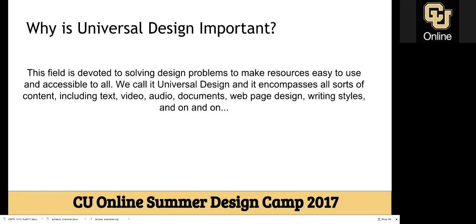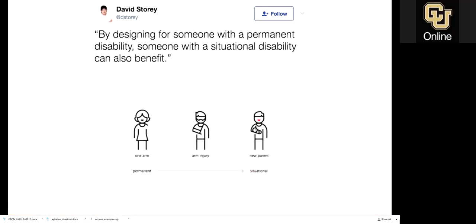I like this particular image by David Story. David works at Microsoft, and I follow him on Twitter. And I like this because of the quote for one, but also the nice imagery here. By designing for someone with a permanent disability, someone with a situational disability can also benefit. And as highlighted with this visual image here, we've got a permanent disability. This woman has one arm, and then it ranges to a situational one. So we're talking about someone who is a new parent. So perhaps they're trying to access your course and they are holding their baby, or they have this broken arm injury.